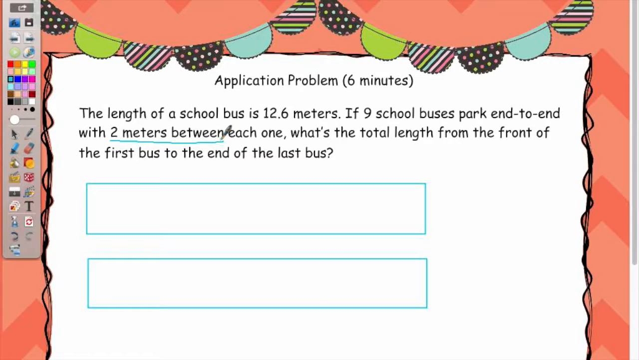Okay? So what I want you to do is figure out what you would draw to show this. And then we're going to talk about it, and I might pick a couple of you to come up here and draw what you did, okay? I'll push pause for a minute.